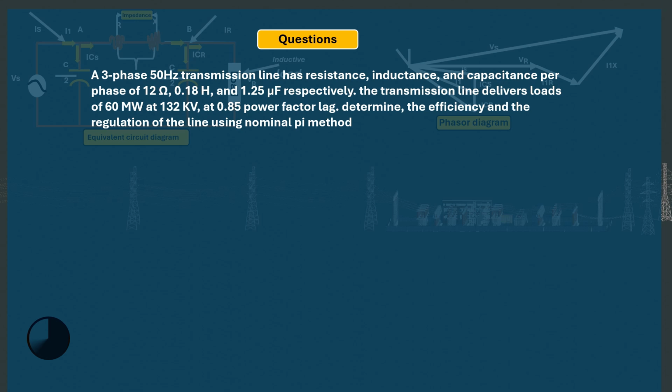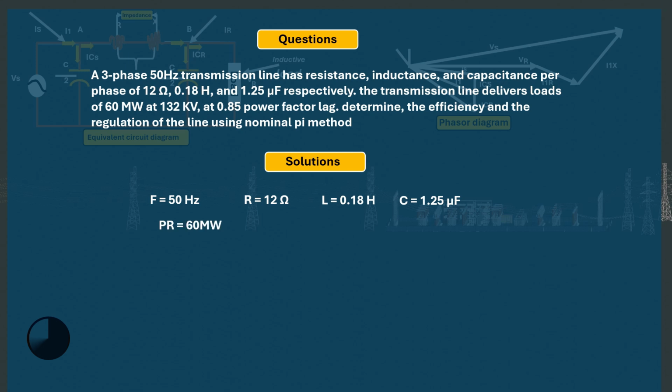So looking at the question there, we can now begin to extract our data. Frequency is equal to 50 Hz, resistance is equal to 12 ohms, inductance is equal to 0.18 Henry, capacitance is equal to 1.25 microfarad, the power at the receiving end PR is 60 megawatts, the receiving end voltage VR is equal to 132 kV, and lastly, the power factor is equal to 0.85.